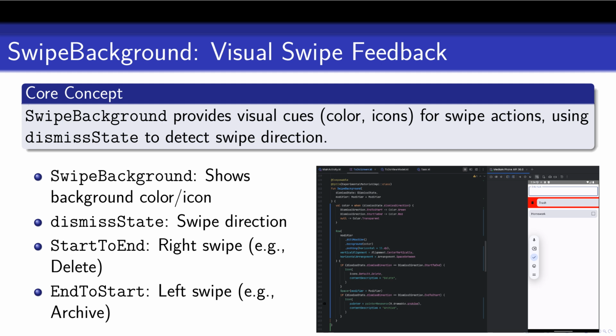The Swipe Background Composable provides a visual layer behind each task that responds to swipe direction. Using dismiss state, it detects whether the swipe was left or right. Based on this, you can show a red background for deletion or a green background for archiving, along with corresponding icons to guide the user visually.